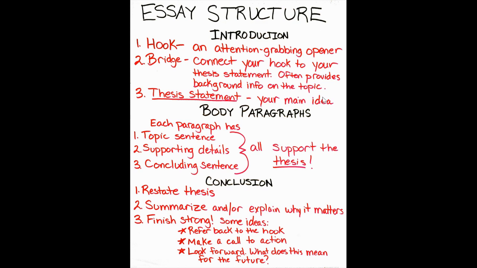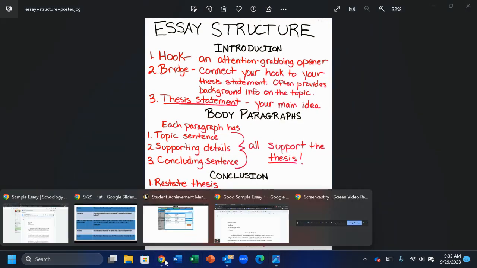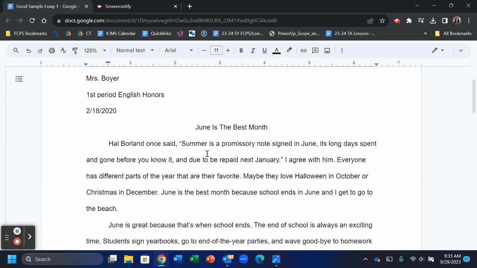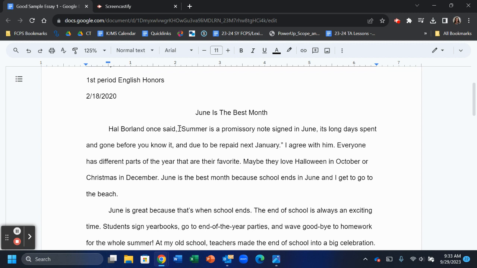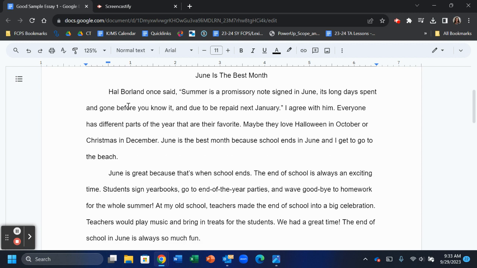Let's see an example. Here's an essay I wrote about the best month of the year. Hal Borland once said, "Summer is a promissory note signed in June. It's long days spent and gone before you know it, and due to be repaid next January." I agree with him. This is my hook. I'm using a quote to help draw my reader in.